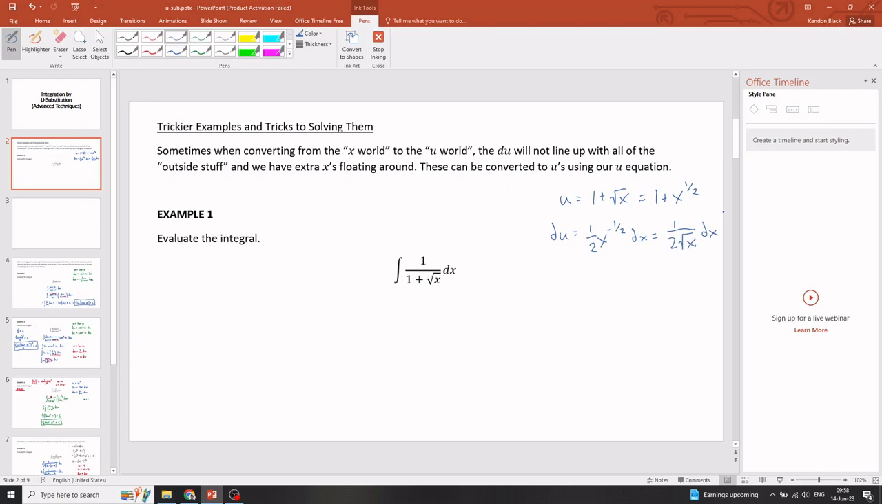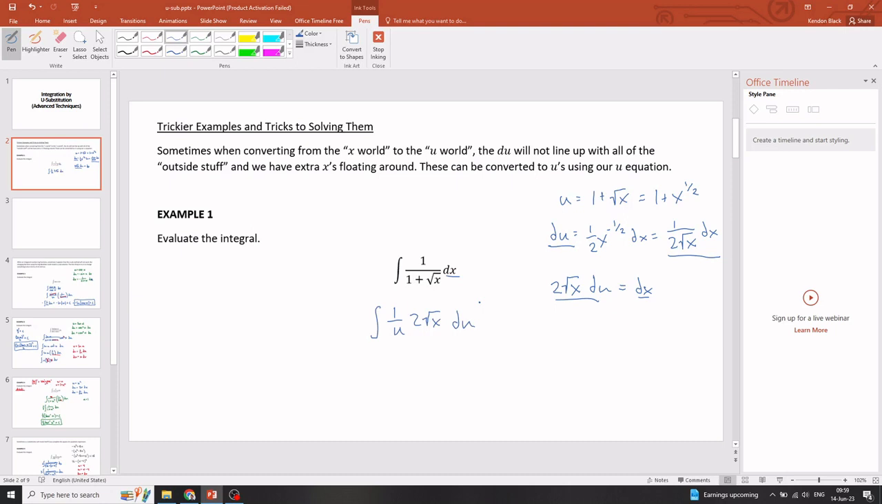Okay, now let's go ahead and make the substitution. So this becomes the integral of 1 over u. And, whoops, we need to do one more step here. Let's take this equation, du equals 1 over 2 root x dx, and solve for dx by multiplying both sides by 2 root x. So we get 2 root x du equals dx. So we're going to make this substitution for dx here. So 2 root x.